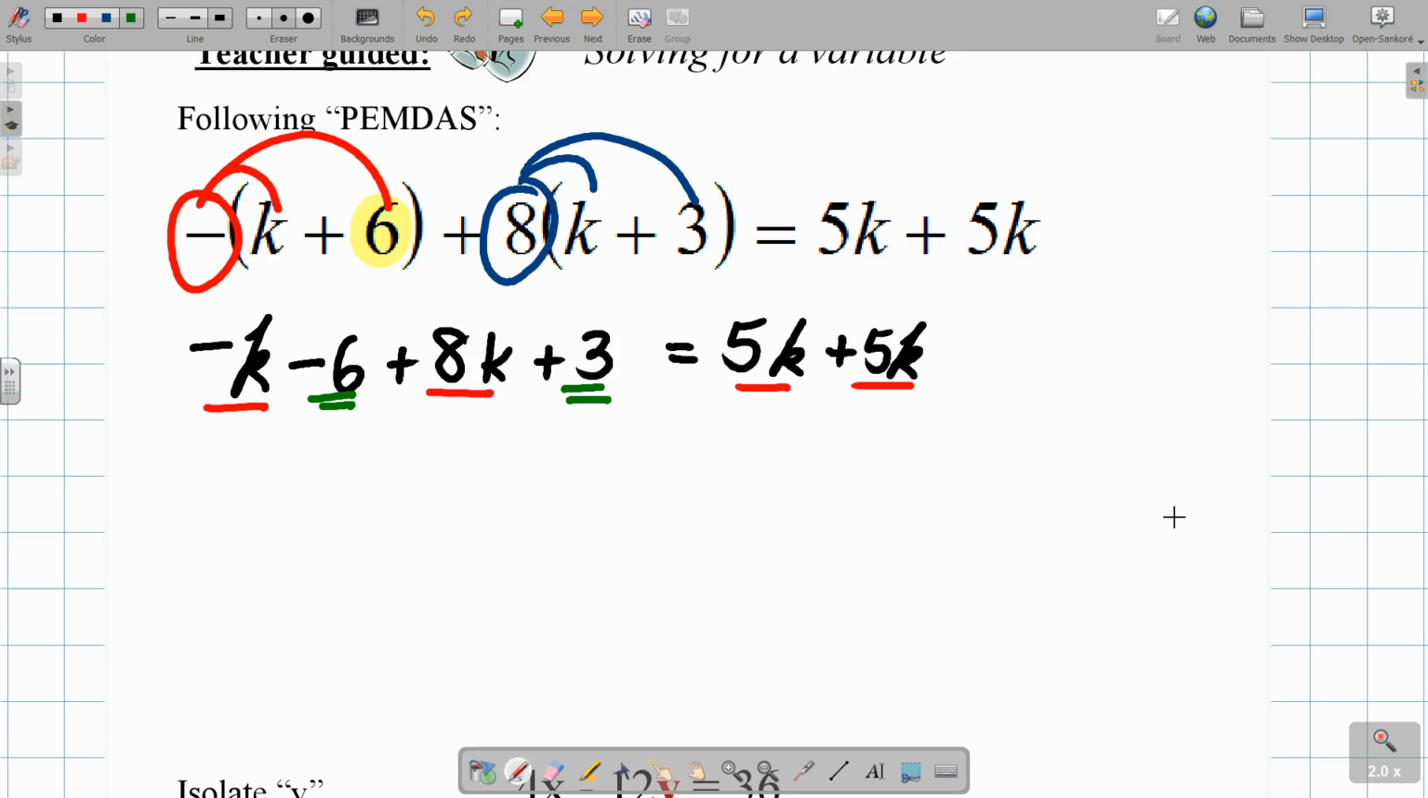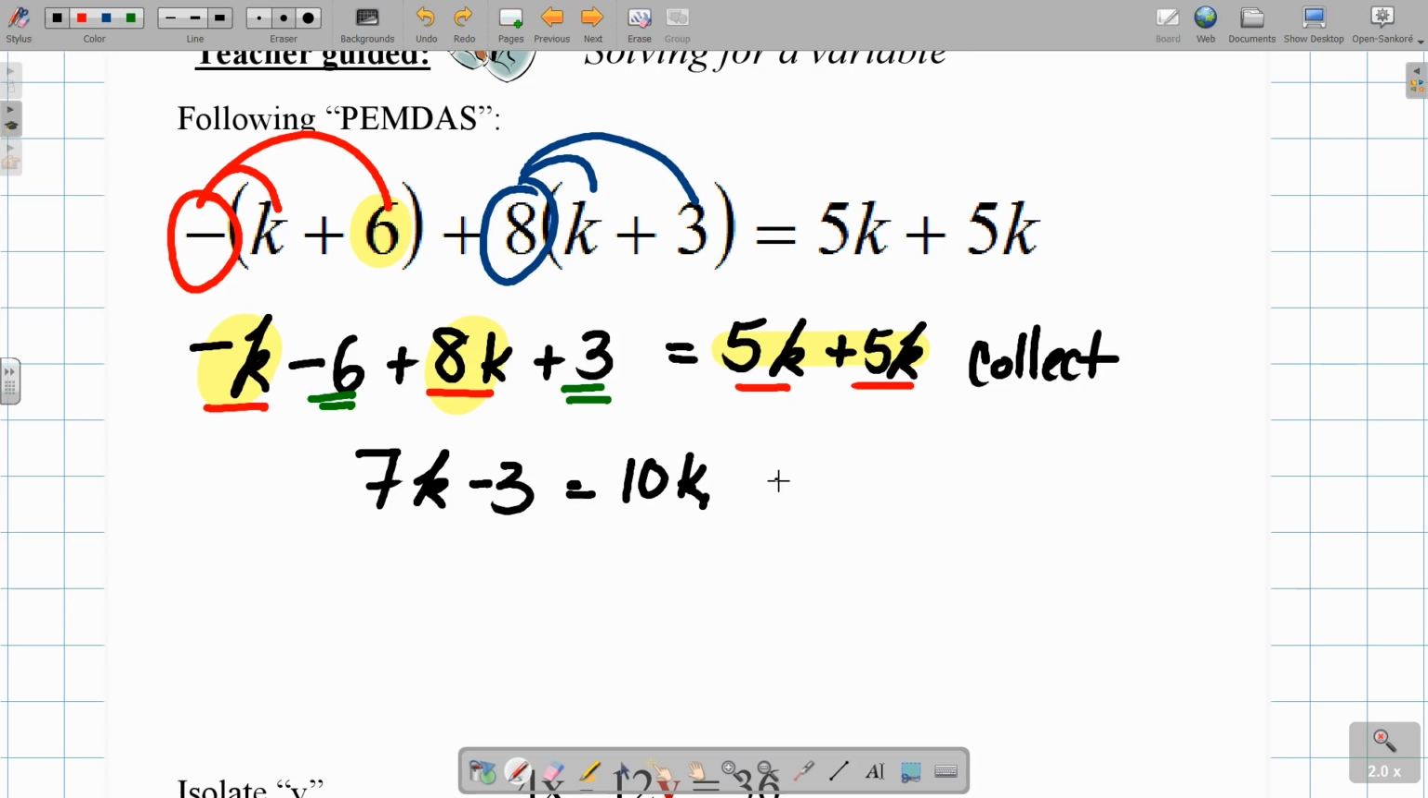Collect before you cancel. Do not start canceling across the equal sign until you fully collect everything that you can collect. You understand when I mean collect, that negative k plus 8k becomes 7k. Negative 6 and positive 3 becomes negative 3. Then, of course, we have two 5k's here, so that's 10k. That's collect.